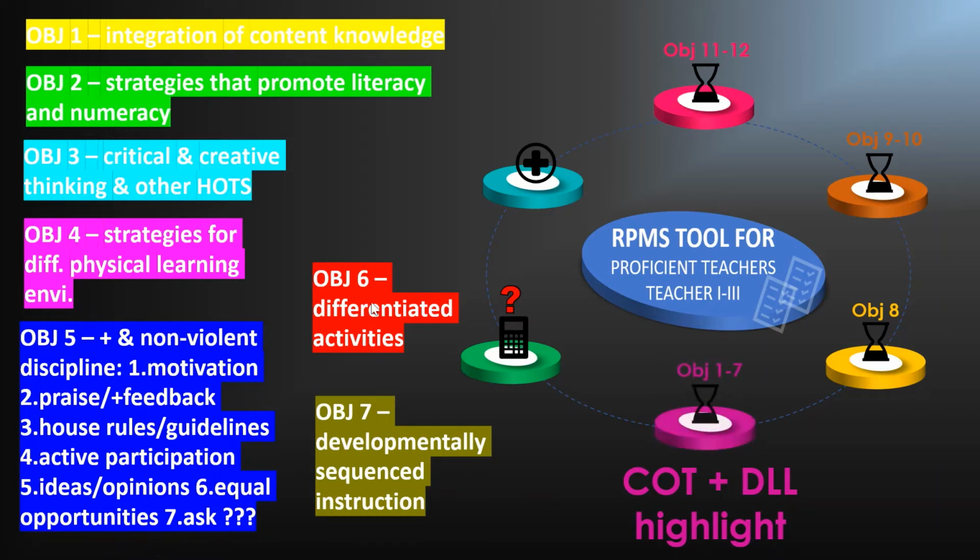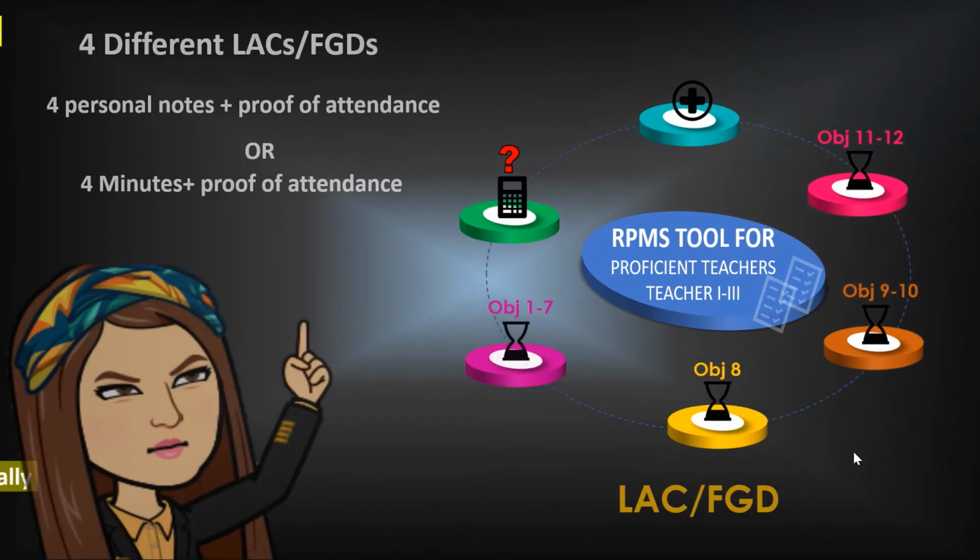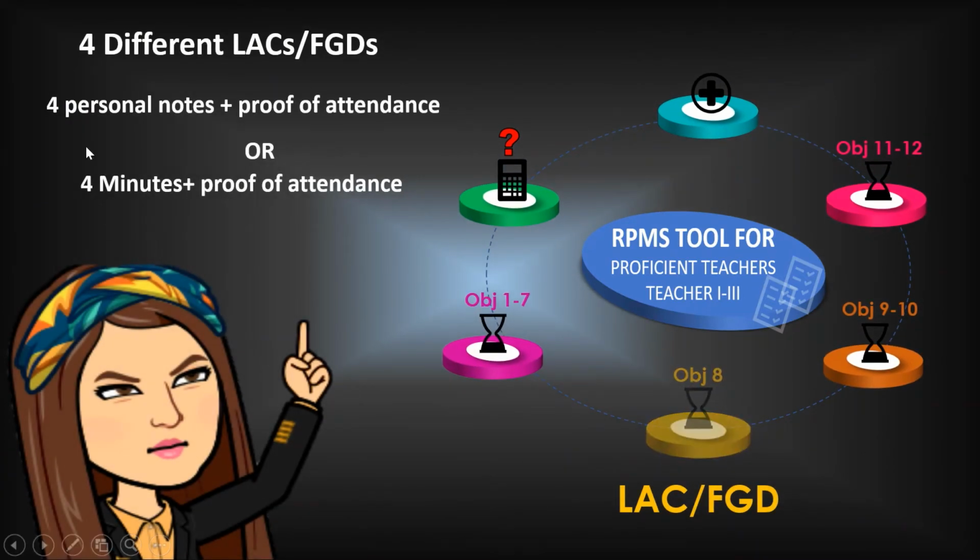Just highlight all the differentiated activities in your DLL. For objective number 7, highlight all the developmentally sequenced instructions that we designed from letter A to letter J of our plan. Okay. Meanwhile, for objective number 8, ang kailangan lang po natin ay 4 different blocks or FGDs.